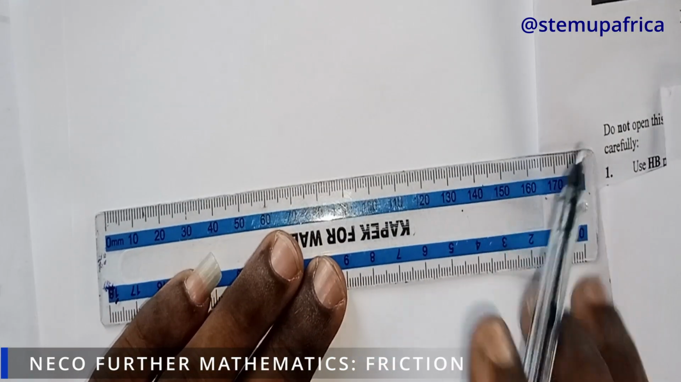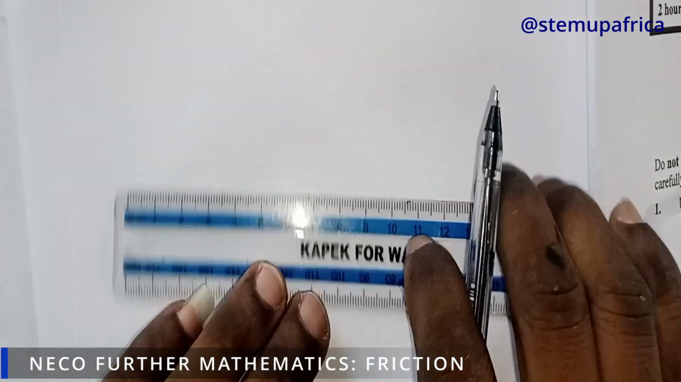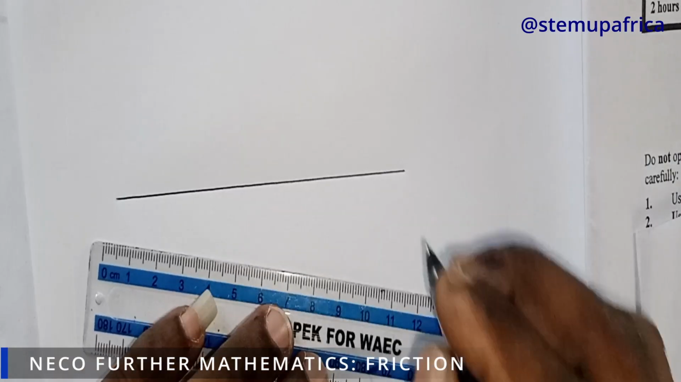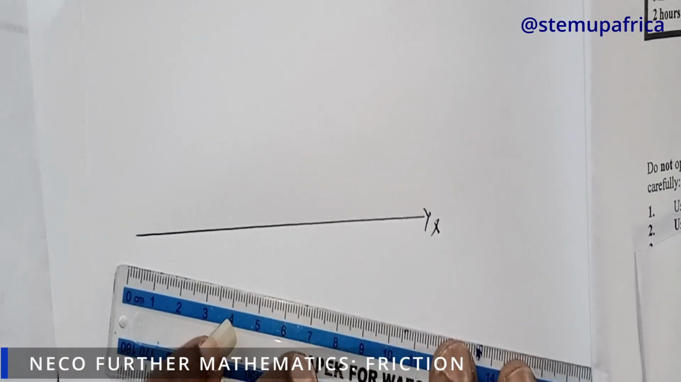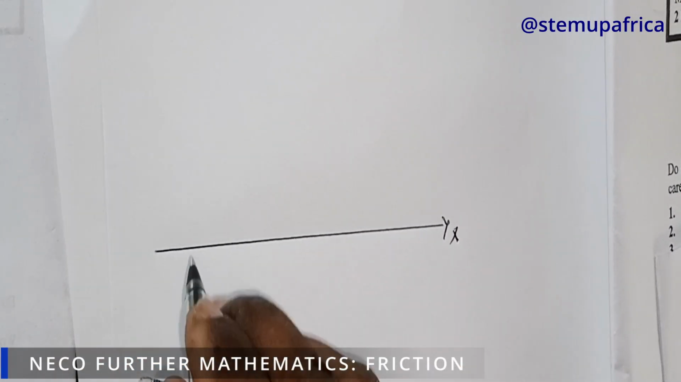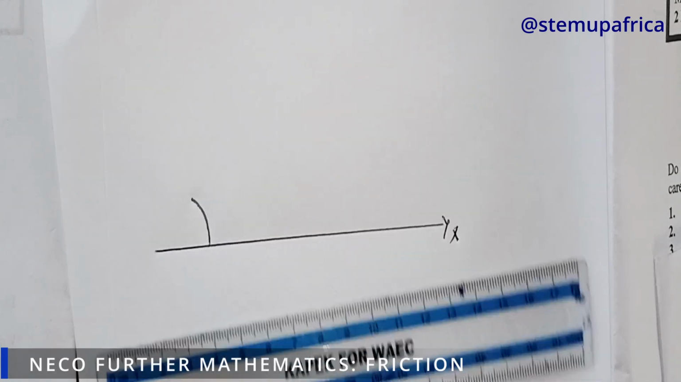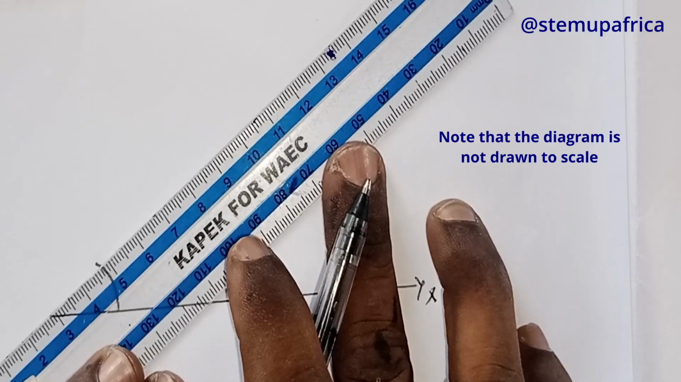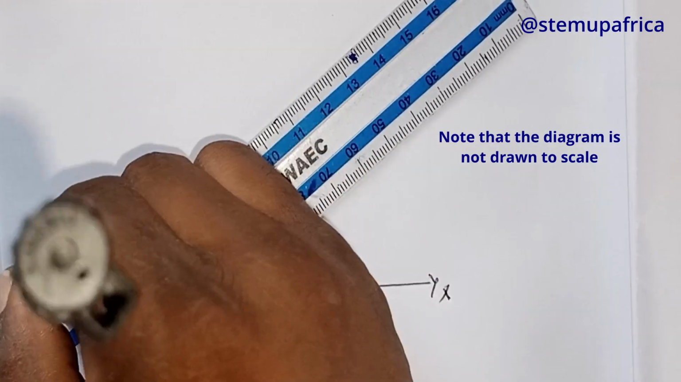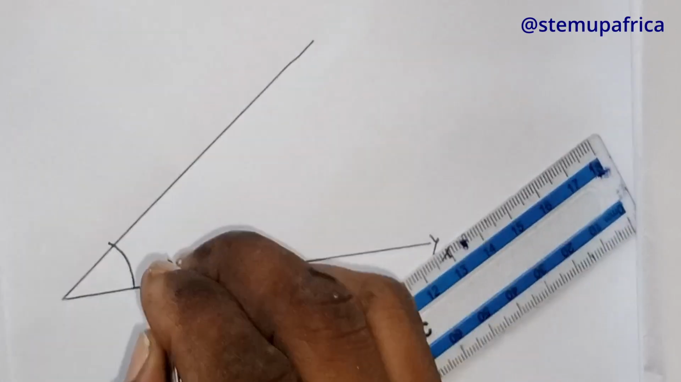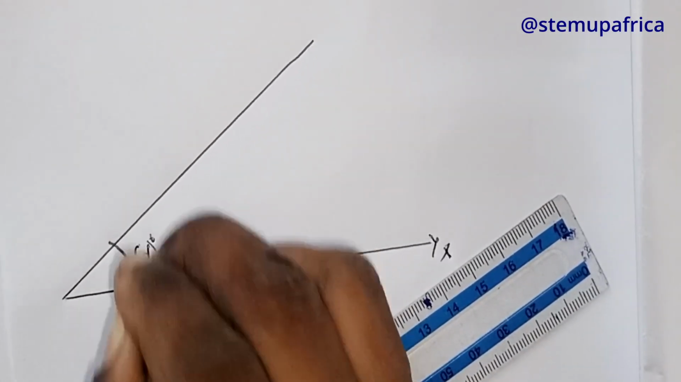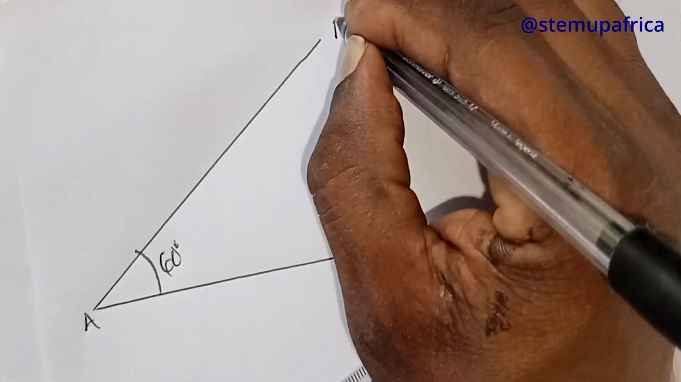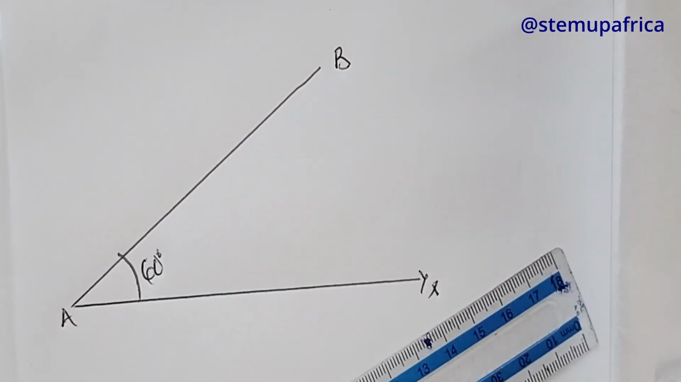Let's consider our horizontal axis first. Let's assume this is the horizontal axis, and let's call it x. The plane is inclined at 60 degrees, so from here to here is 60 degrees. Please note, this diagram is not drawn to scale. So here is now 60 degrees. Let me call the ends A and B. A, B simply represent the plane.